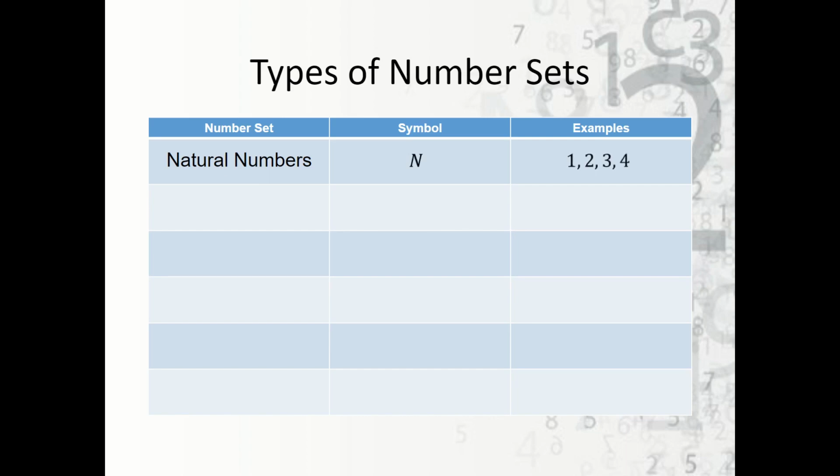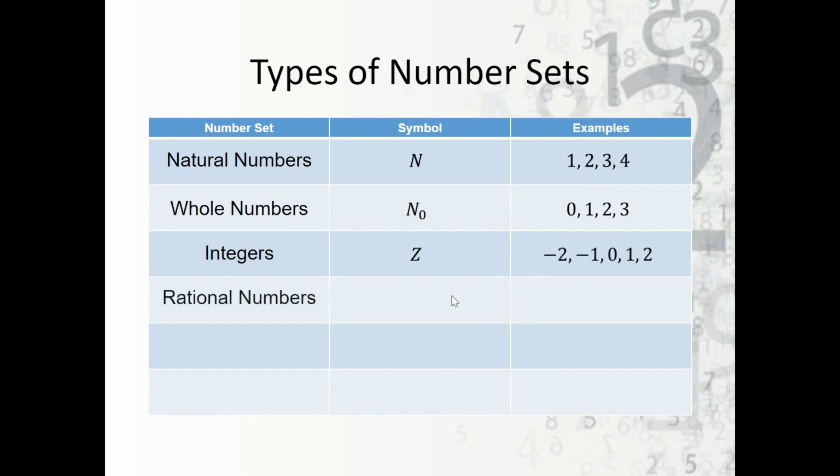Now, once we learned our natural numbers, the next thing we learned was that there's a number before 1, and that was 0, and we call those the whole numbers. The symbol for whole numbers is N0, and our examples would just be 0, 1, 2, 3. So it's all the numbers we learned before plus 0. After that, we learned that there were numbers on the other side of 0. So there were integers. And the symbol for integers is Z. And our examples would be -2, -1, 0, 1, 2. So it's just the negative versions of our whole numbers.